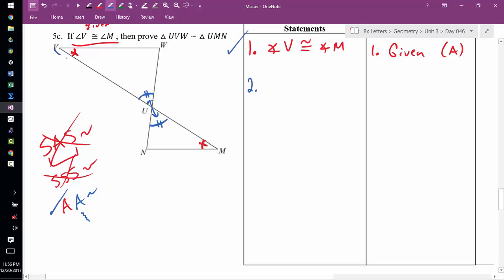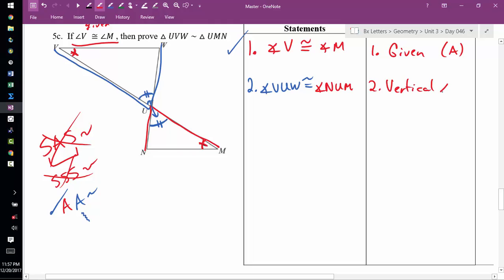That angle VUW, well, that angle must be congruent to angle NUM. Why? Well, because they're vertical angles. And that's an angle fact. I'll put that a little bit lower so it doesn't get confusing.